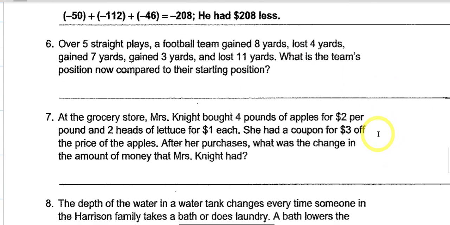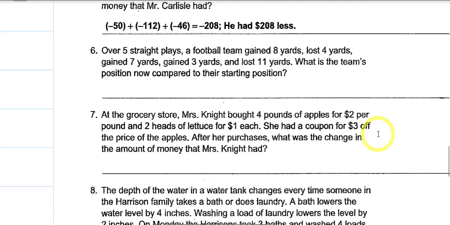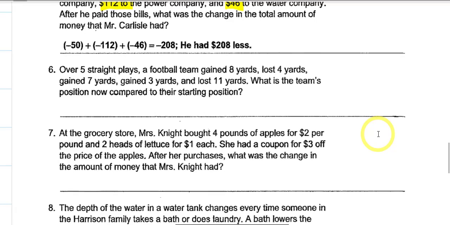All right, number 6. Over 5 straight plays, a football team gained 8 yards, lost 4 yards, gained 7 yards, gained 3 yards, and lost 11 yards. What is the team's position now compared to their starting position? So I'm just going to create my expression. So they gained 8 yards. That's going to be a positive 8. Plus they lost the 4 yards, so the negative 4.